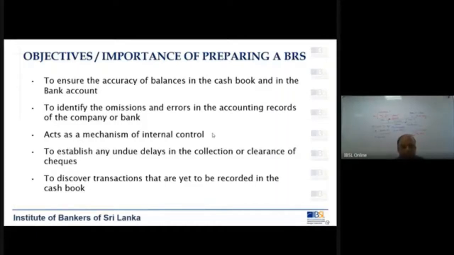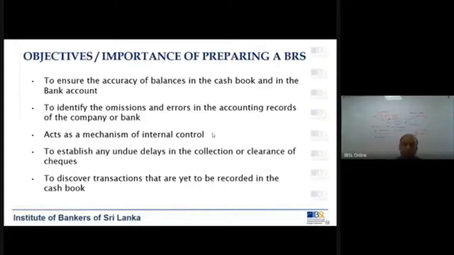To ensure the accuracy of balances in the cash book and in the bank account. That is what we have been telling repeatedly. To identify the omissions and errors in the accounting records of the company or bank. Now sometimes what happens, as I told you, your bookkeeper or the accountant might have forgotten to record certain transactions. Similarly, the same thing can happen in the bank also.